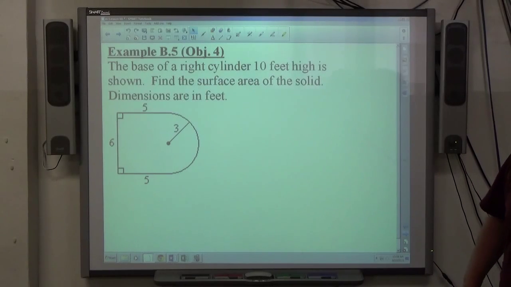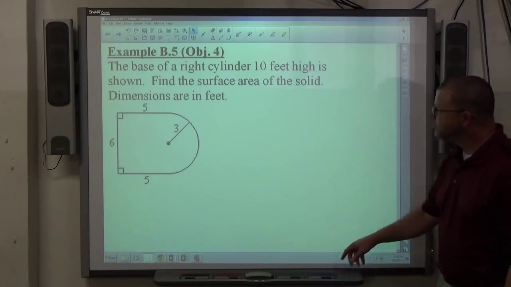Okay, example 5. The base of a right cylinder 10 feet high is shown. Find the surface area of the solid. Dimensions are in feet.